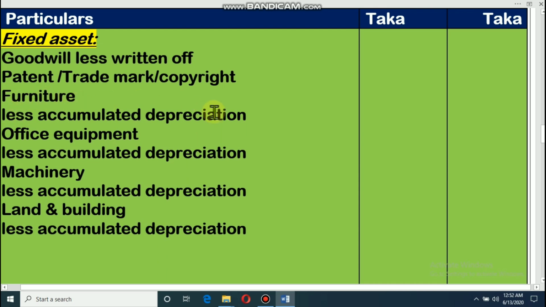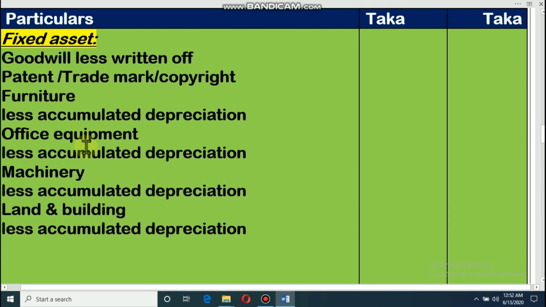Furniture, less accumulated depreciation. Office equipment, less accumulated depreciation. Machinery, less accumulated depreciation. Land and building, less accumulated depreciation. If there is any other asset like office equipment, machineries, land and building, furniture, these are some examples of fixed asset.